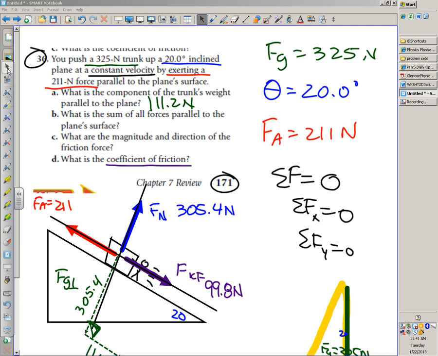In this case, because we have constant velocity, that means we have to have equilibrium on both axes. So what has to be the sum of all forces parallel to the surface? 0.